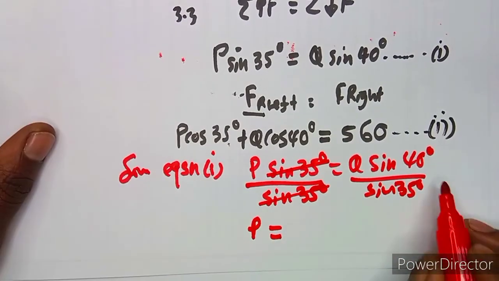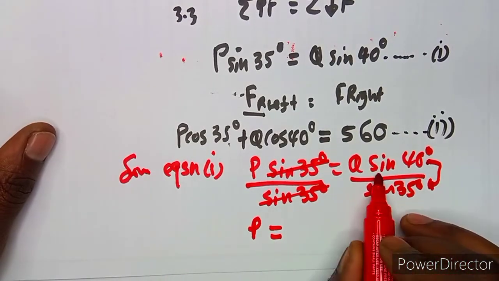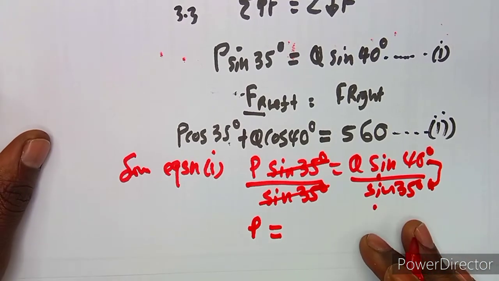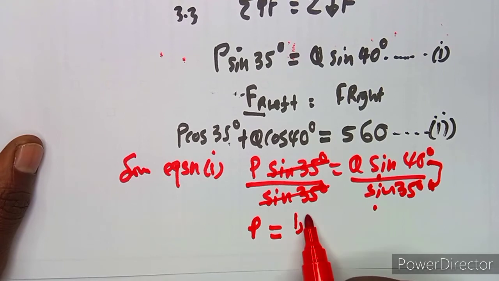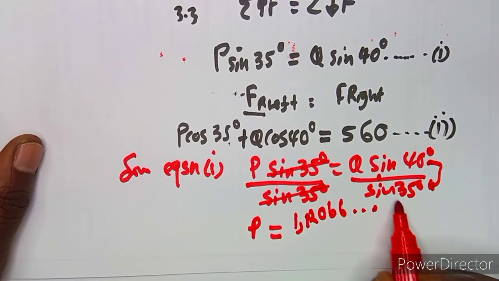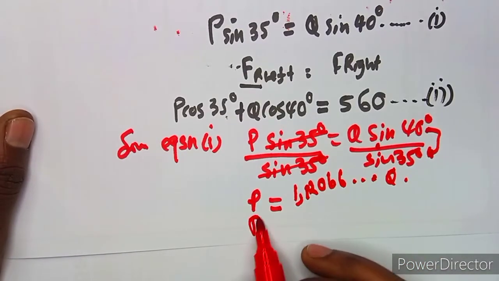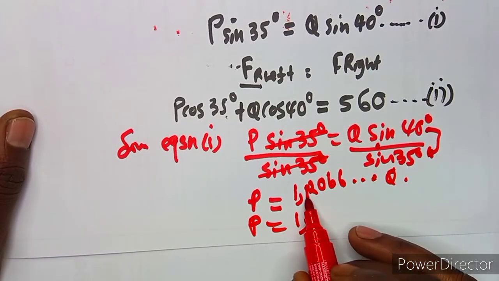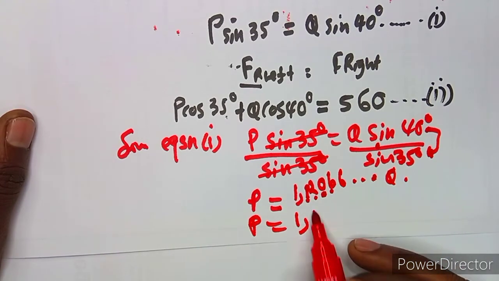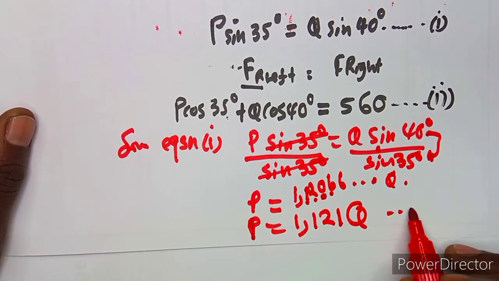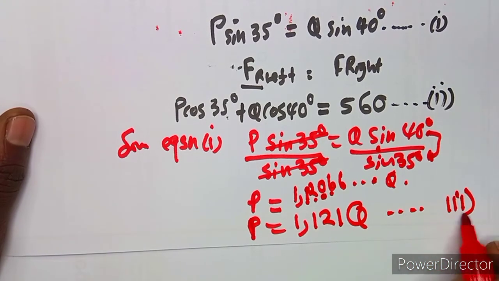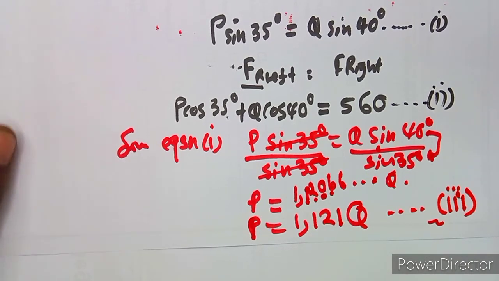So P is equal to, I want you to divide sine 40 divided by sine 35, which is going to give us actually 1.12066, something like that, but with a Q there, so you can round off to be 1.12. This 6 is going to change into 1, so it will be 1.121 Q. So P is now equal to this, which is now our third equation. From the first equation we have formulated another equation again.